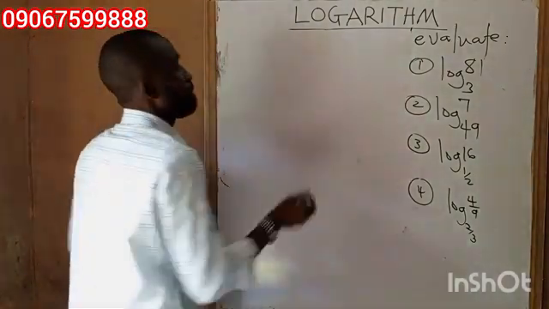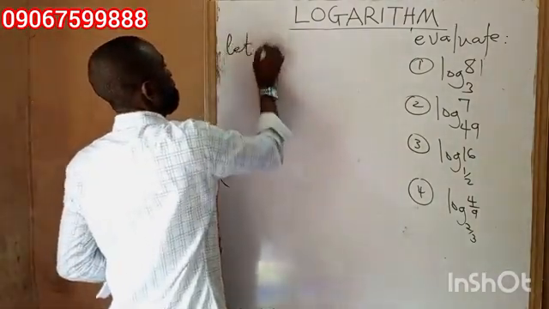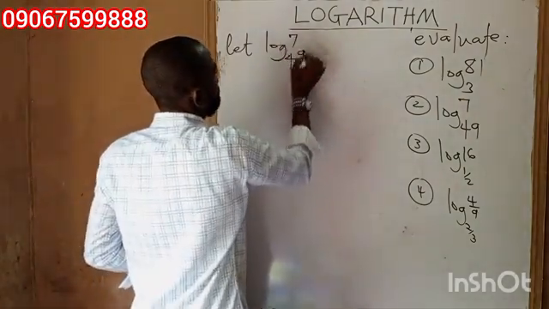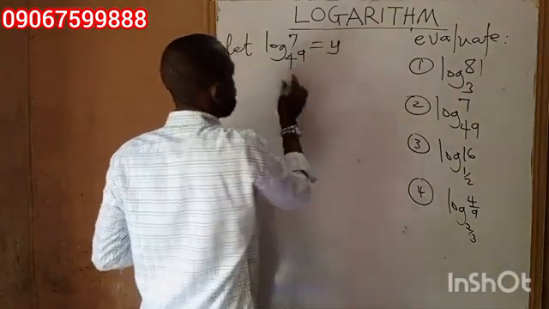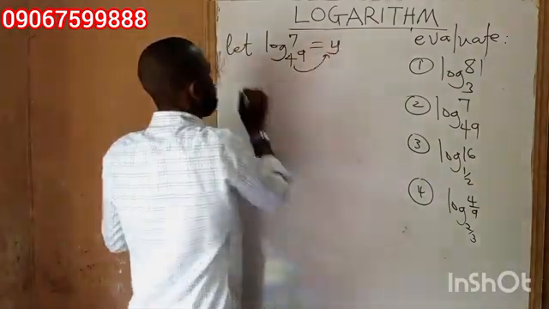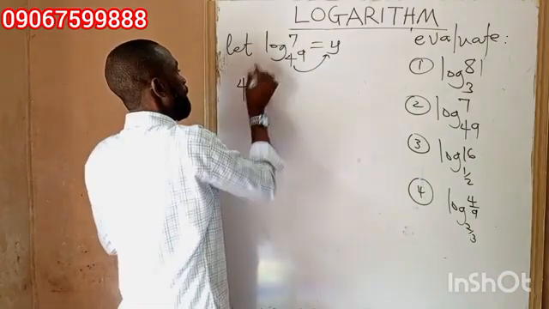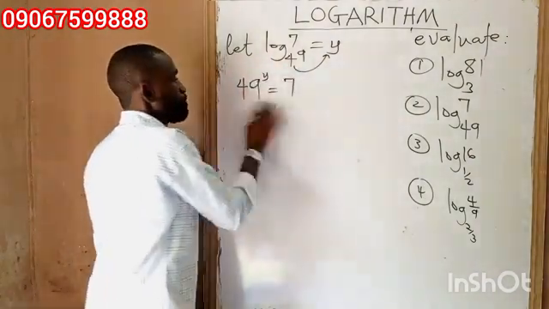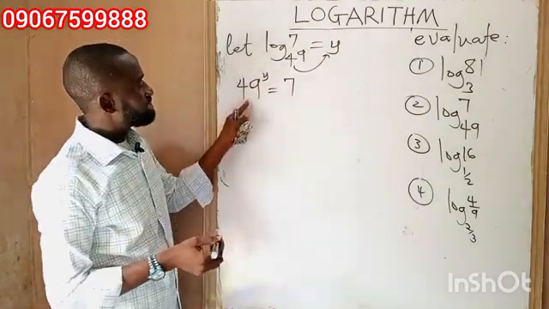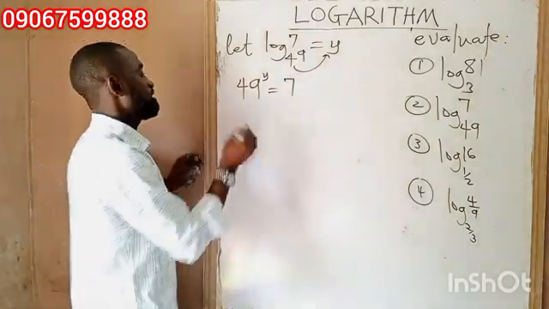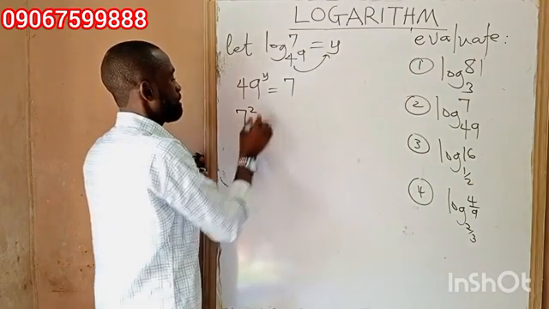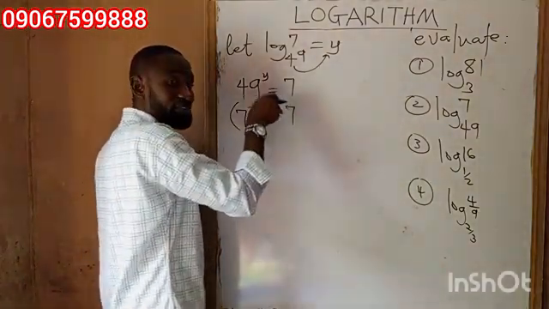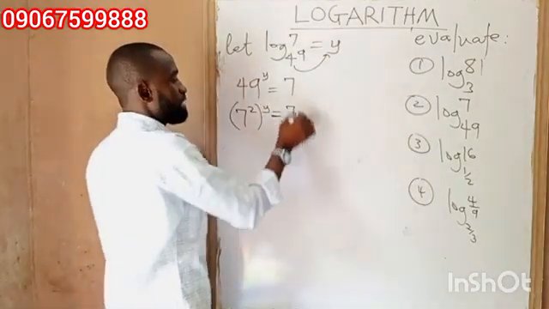So number 2, let log of 7 base 49 be equal to y. I can use any alphabet. What is the next thing? So we raise this one up. So we have 49 raised to power y is equal to 7. Okay. So what's the next thing now? I will write 49 in base 7. So I'm having 7 raised to power 2, bracket y. Because 7 in index form will be 7 raised to power 1.